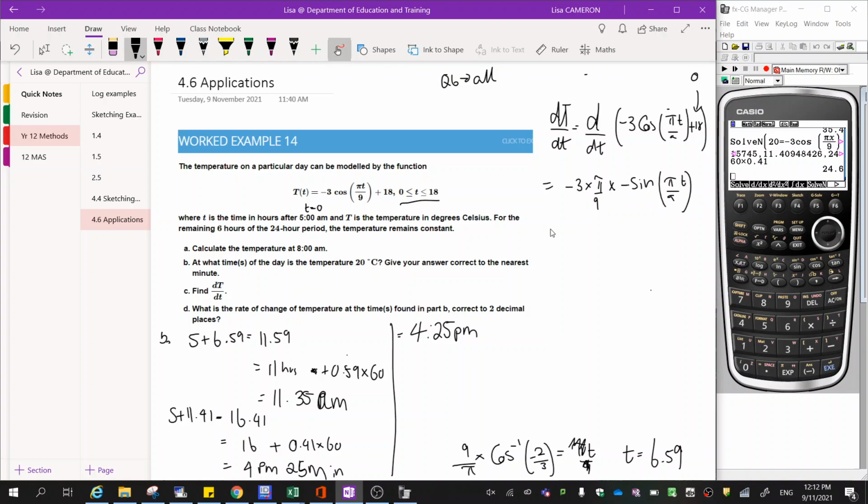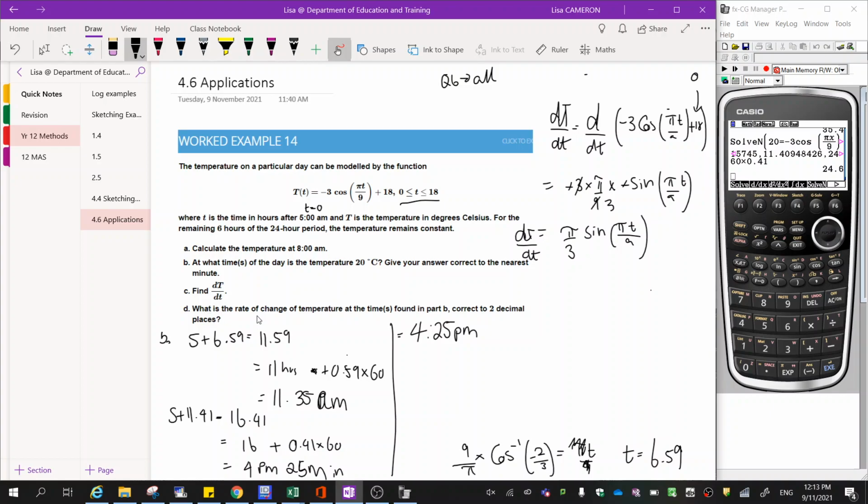Now, this is something you should have been practicing on your skill sheets each week. So now I can use some cancelling. So this and this will become positive. 3 divided by 9 will leave a 3 down here. So this is going to become pi on 3 sine pi t on 9. Okay, and that will be the derivative of our function with respect to time. So that is the derivative there.